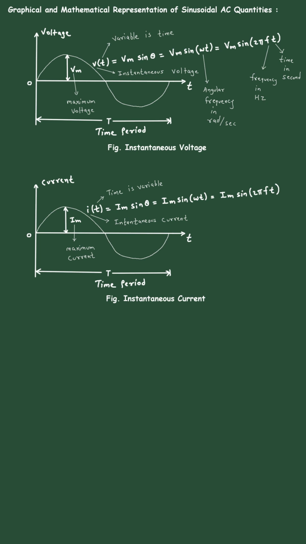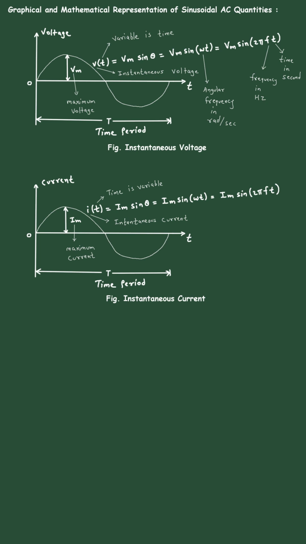This means the current also varies with time in a smooth and predictable way, rising and falling in a wave-like pattern. At any given moment, the value of current can be found using this formula, just like voltage. Both voltage and current are examples of sinusoidal AC quantities, meaning they change direction and amplitude continuously over time. They are not constant like DC values.